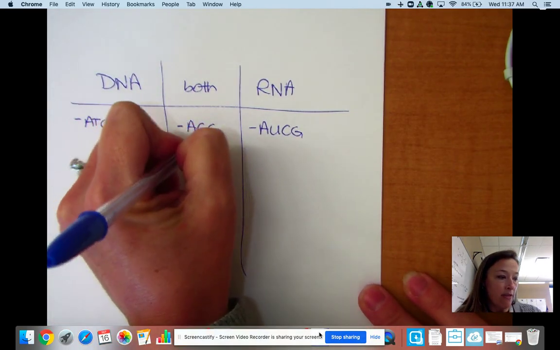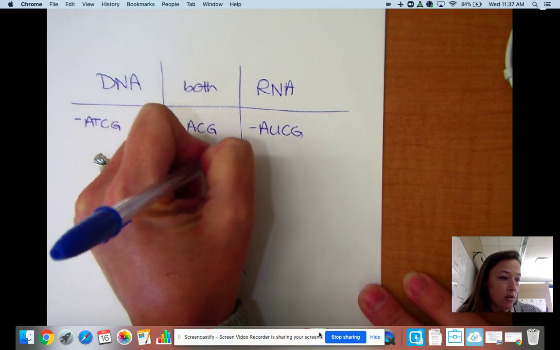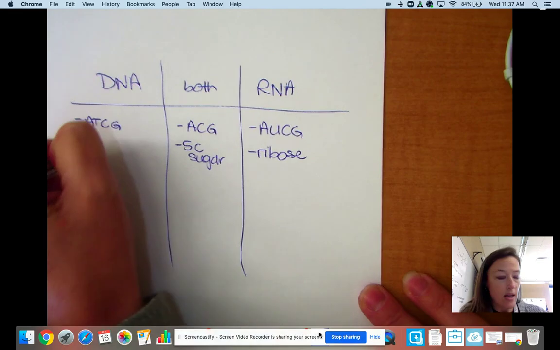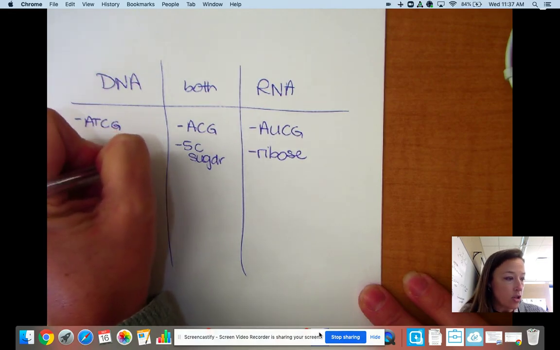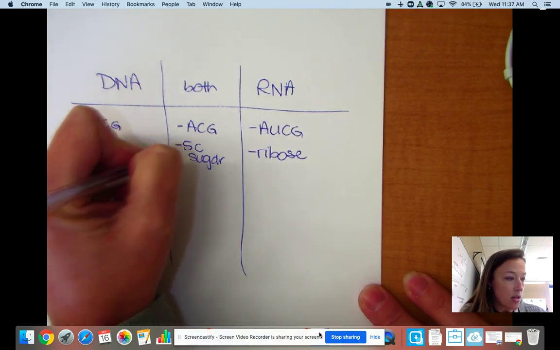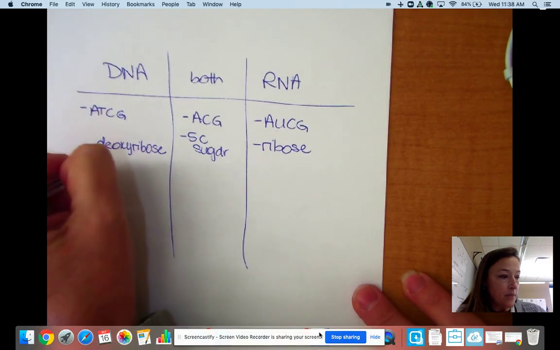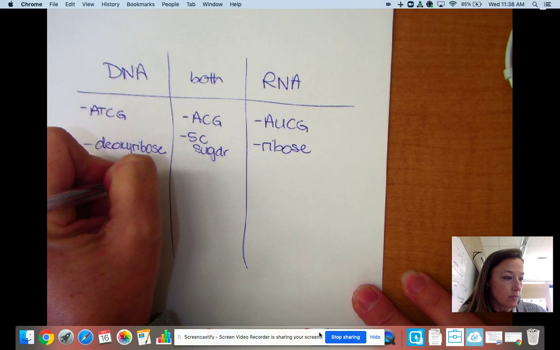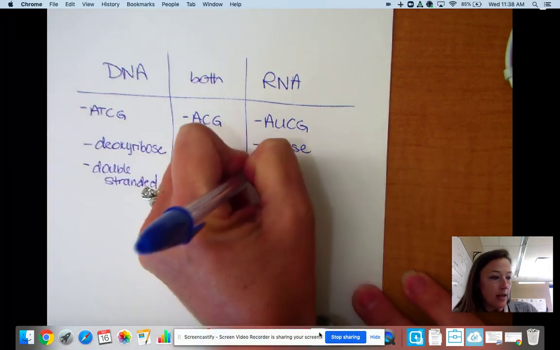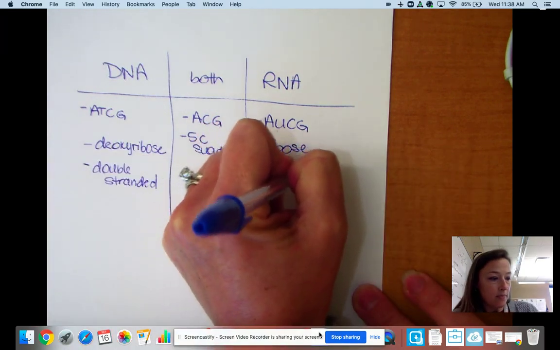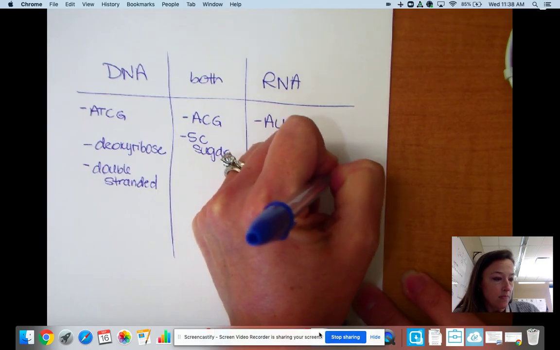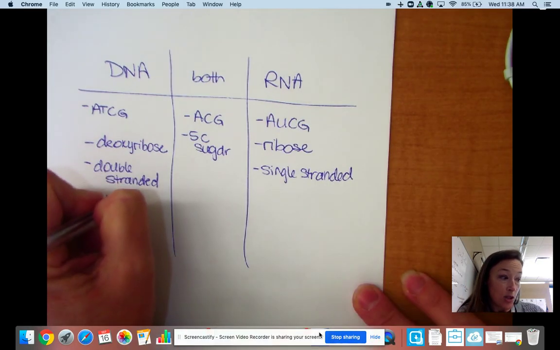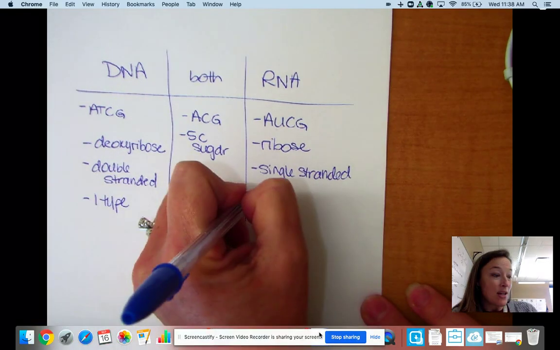They both have a 5-carbon sugar that is ribose in RNA and deoxyribose, which just means it is missing an oxygen, in DNA. DNA is double-stranded. RNA is single-stranded. There's really only one type of DNA, just good old DNA. But there are many, many types of RNA.